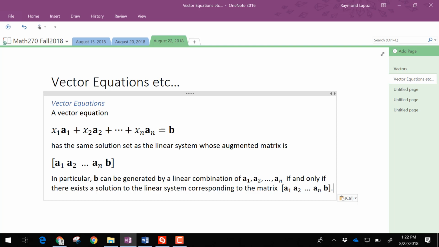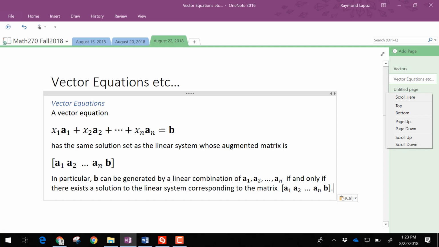In particular, b can be generated as a linear combination of a1, a2, up to an, if and only if there exists a solution to the system corresponding to the matrix. What? Get all mathy on me. All right.